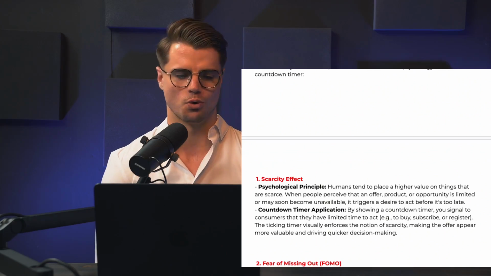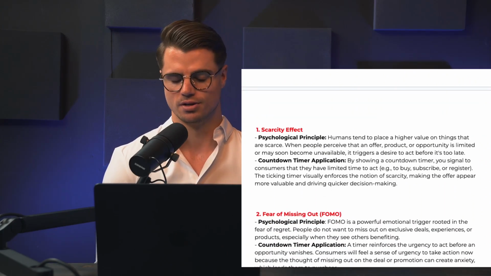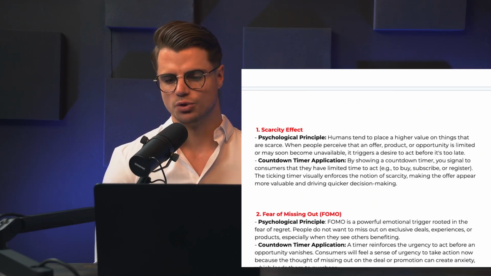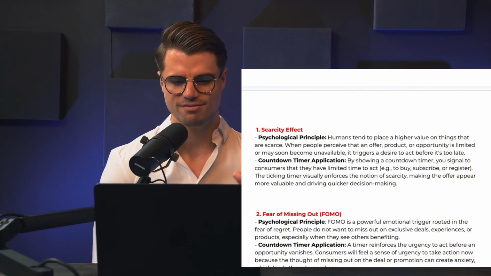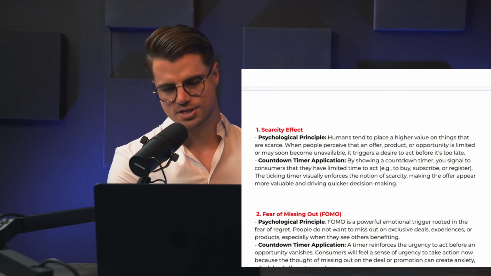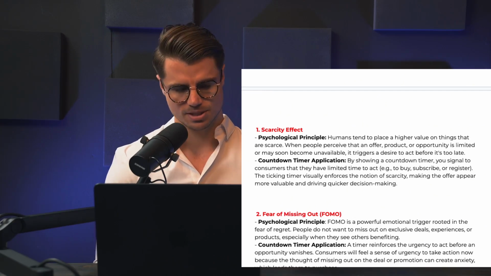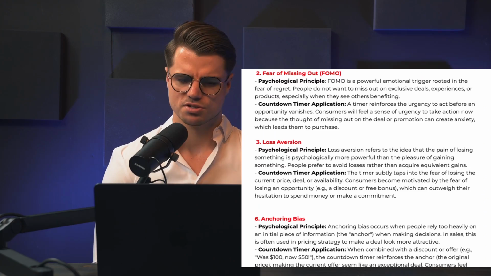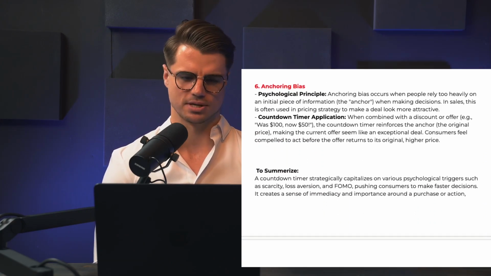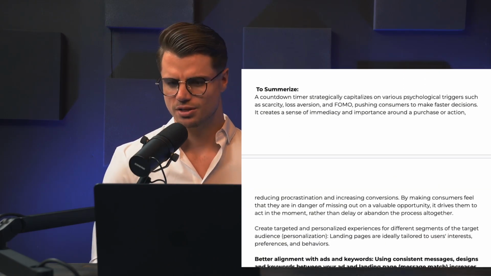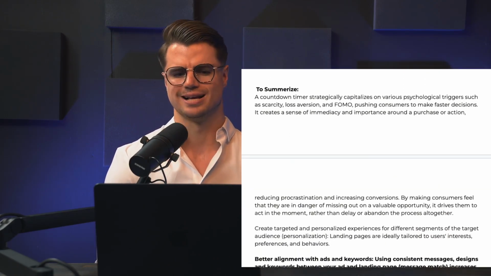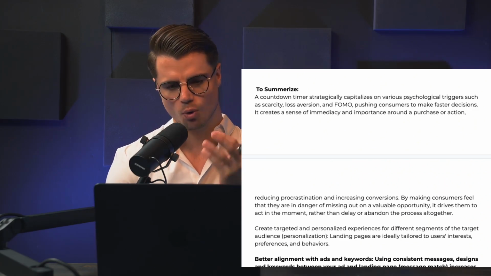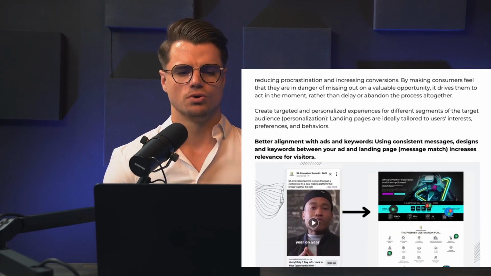Again, I actually think I shouldn't go through all of this, because there is so much that you can have psychologically around it. But psychological principles, like humans tend to place higher value on things that are scarce, okay? And when people perceive that thing or your offer, it's all about increasing perceived value, because if it's limited, if it's scarce, luxury selling principles all apply there. And again, you get fear of missing out, loss aversion, and anchoring bias triggered with the countdown timer. So to summarize, a countdown timer strategically capitalizes on various psychological triggers such as scarcity, loss aversion, and FOMO, pushing consumers to make a faster decision, and it creates a sense of immediacy around their purchasing action.